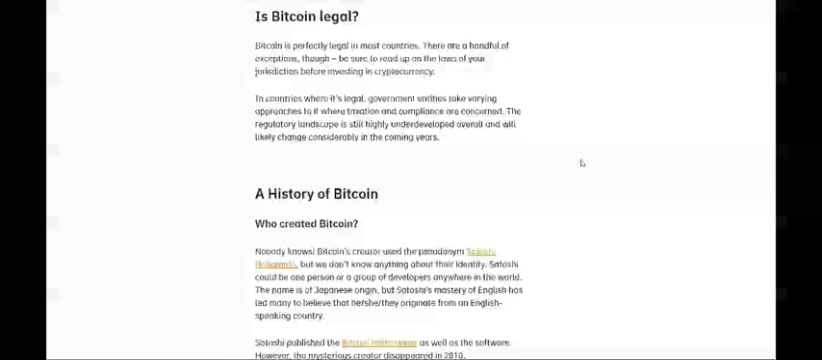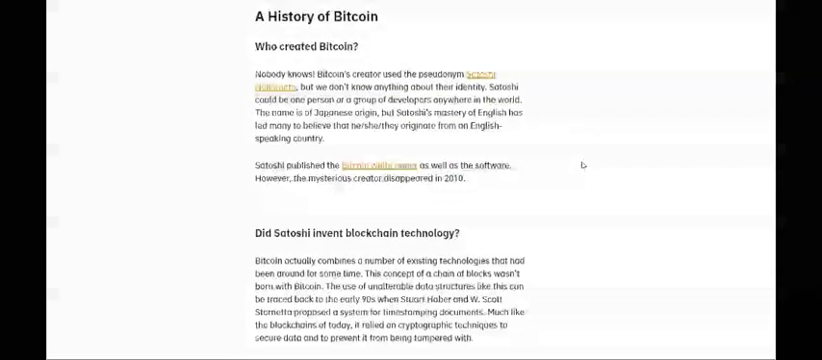Is Bitcoin legal? Bitcoin is perfectly legal in most countries. There are a handful of exceptions though. Be sure to read up on the laws of your jurisdiction before investing in cryptocurrency. In countries where it's legal, government entities take varying approaches to it where taxation and compliance are concerned. The regulatory landscape is still highly underdeveloped overall and will likely change considerably in the coming years.